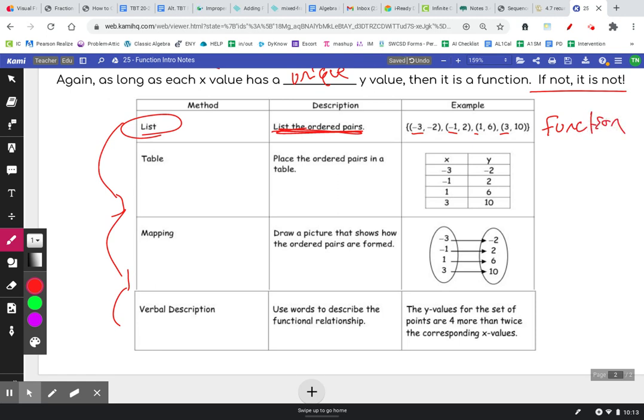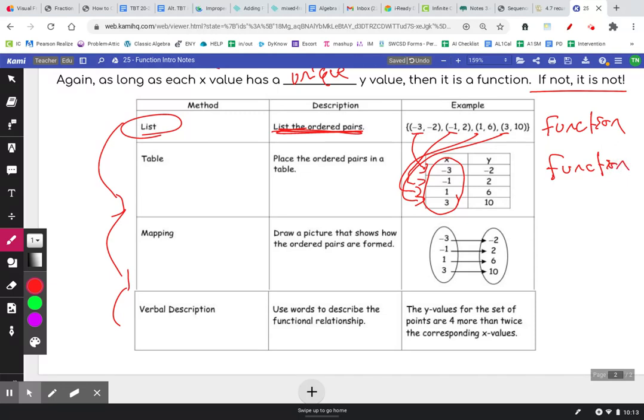A second way that we'll see it is a table. A table is just another way to organize these, right? Look at these. This is going here. This is going here. We're just organizing all of our x's on the left and all of our y's on the right. I can tell, hey, each of these is different, right? There's no repeated x's. So that must be a function based on what we're given, okay?